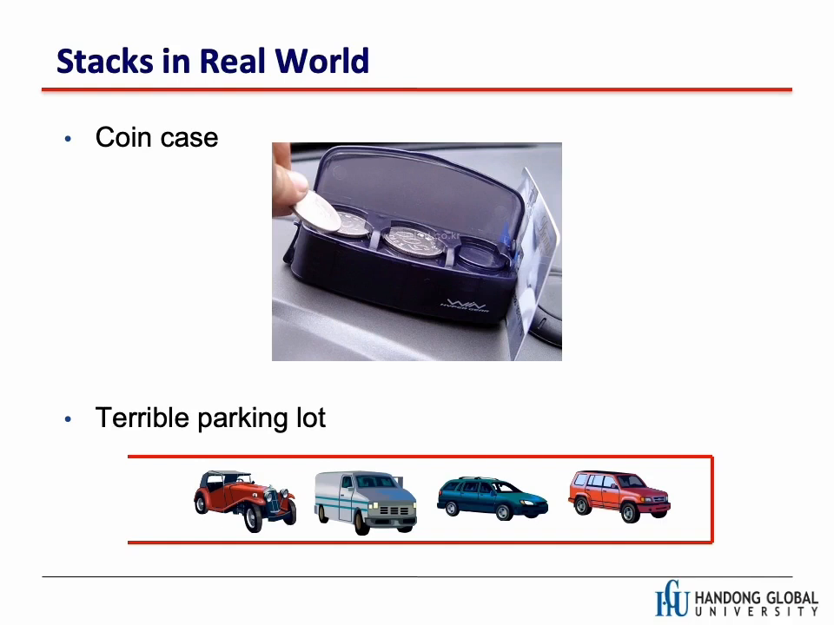Think about this one. The last in will be the first out, right? And at the bottom of this coin case, we have the first in coin, the oldest coin here. Or look at this terrible parking lot. The red SUV is the first in car, then the green car, the white car, and then the red car again. When we pull these cars out of this parking lot, this red car should be the first out, then the white one and the green one, and then the red SUV. This is a terrible parking lot, but sometimes we have this kind of parking lot.